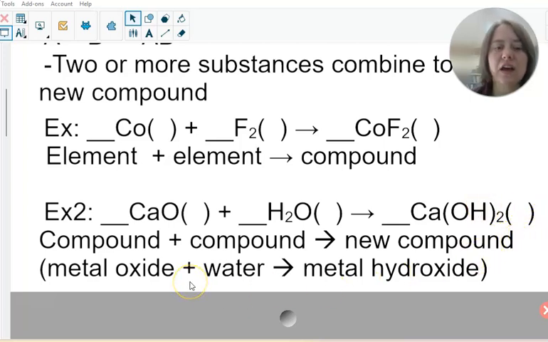You'll notice that this is a category you'll run into again. I want you to be familiar with it. It's a metal oxide reacting with water, which makes a metal hydroxide. So it doesn't have to be calcium, it could be magnesium oxide. That would make magnesium hydroxide.